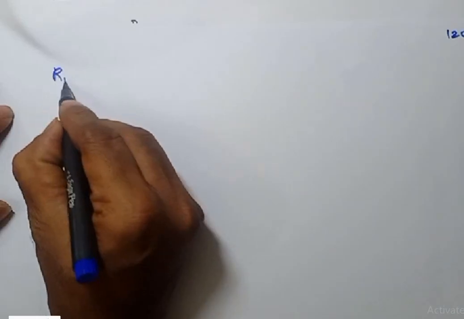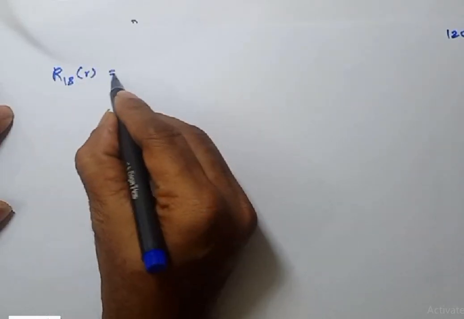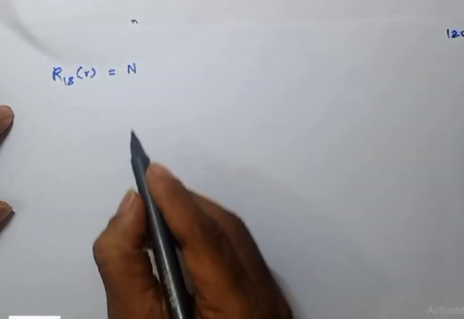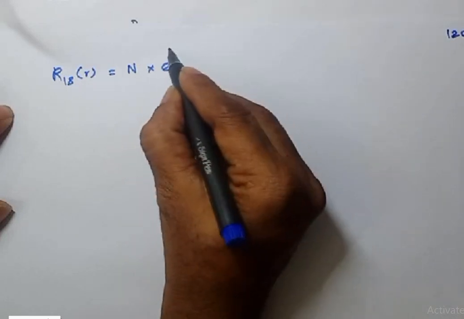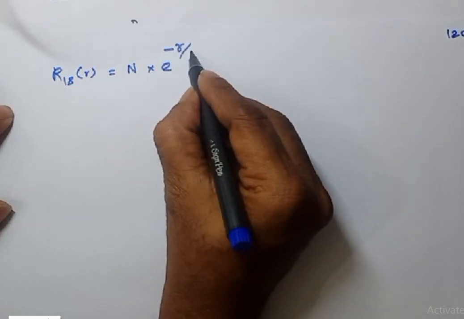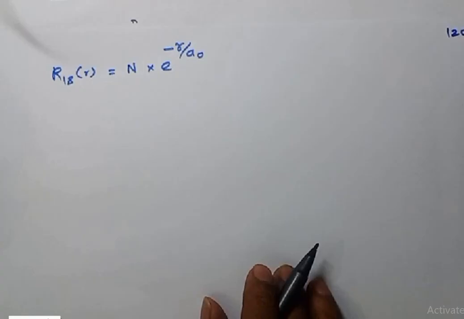Listen. I have shown you the radial part of the wave function already, right? So what is the radial part of the wave function for 1s? For 1s orbital, the wave function consists of a normalization constant, then e power minus r by a naught term. Am I right? Is this correct? Check it.